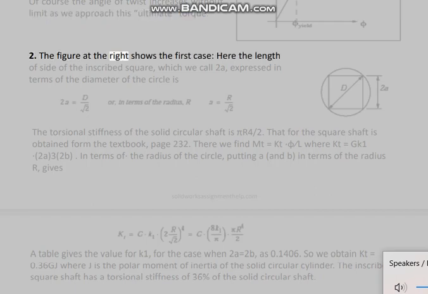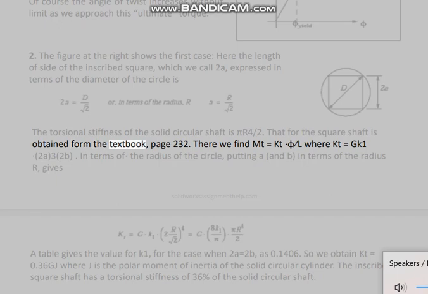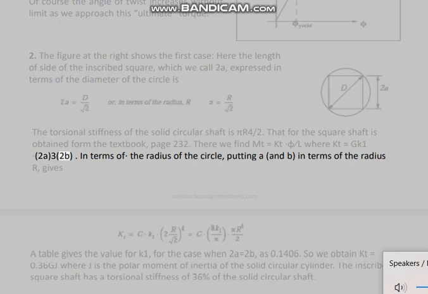2. The figure at the right shows the first case. Here the length of the side of the inscribed square, which we call 2a, is expressed in terms of the diameter of the circle. The torsional stiffness of the solid circular shaft is πr⁴G/2. That for the square shaft is obtained from the textbook, page 232. There we find T is equal to k_T phi, where k_T is equal to G k1 2a (2b)³. In terms of the radius of the circle, putting a and b in terms of the radius r gives this.